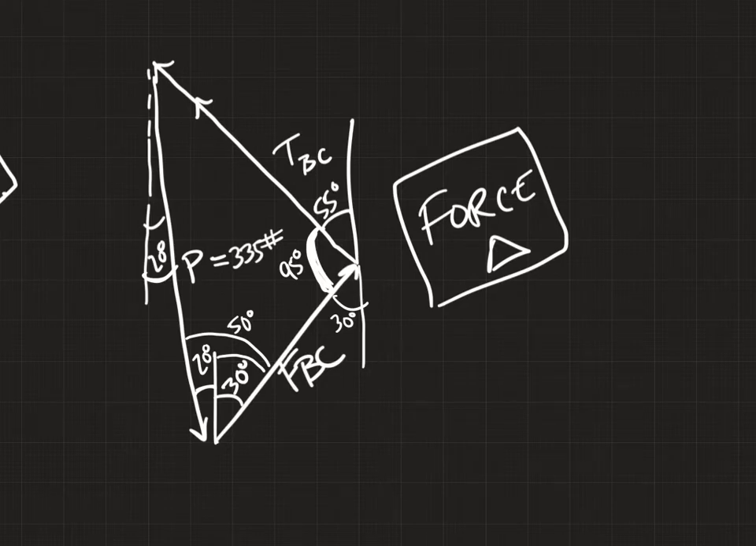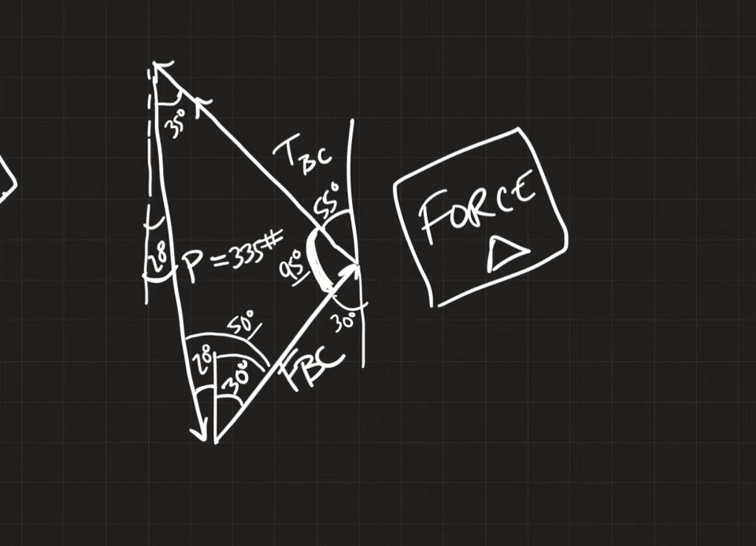Now we've got 50 and 95, and the three interior angles of a triangle need to add up to 180. So 50 plus 95 is 145, which means this one has to be, what, 35? 35 degrees. Okay, so now we have all the interior angles, and we know one side, which means we can use the law of sines.